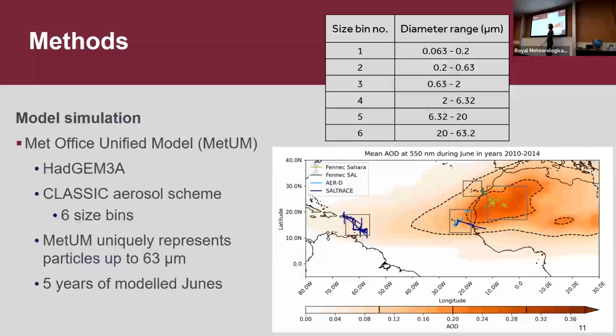So then, as I said, I'm comparing a model simulation to the observations. I'm using a MET-UM HadGEM3 atmosphere-only simulation. I don't know how much that means to some people. It's basically just a version of the Met Office model.